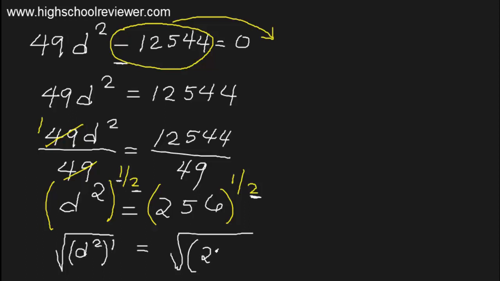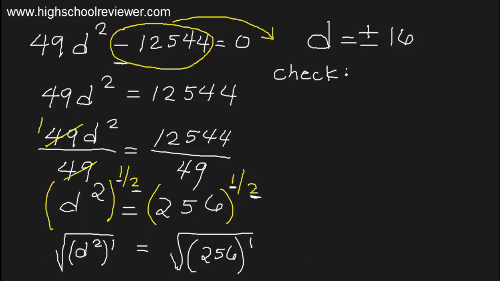And we have here 256. The exponent is also 1. So this will be the square root of d squared, and the square root of d squared is d. And then the square root of 256, we will have two values, positive and negative. And that will be plus minus 16. Let us now check if our answers for d are correct.